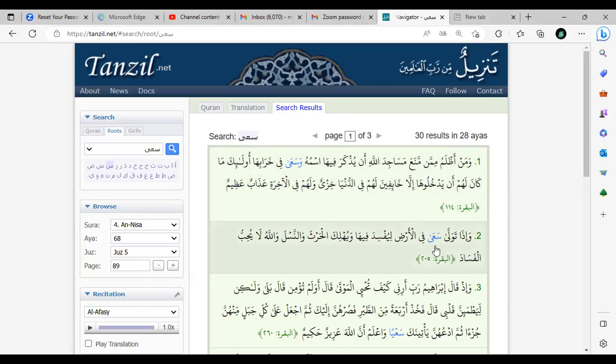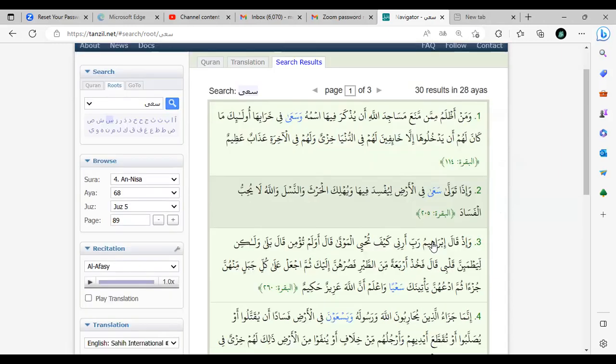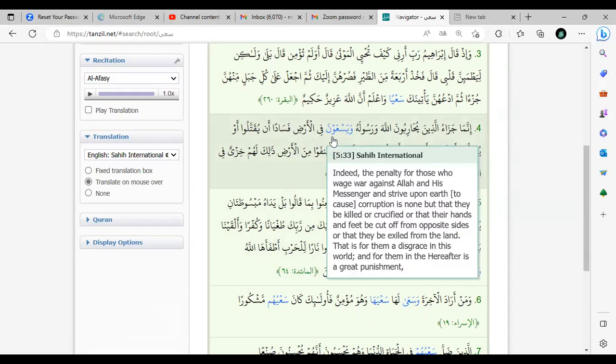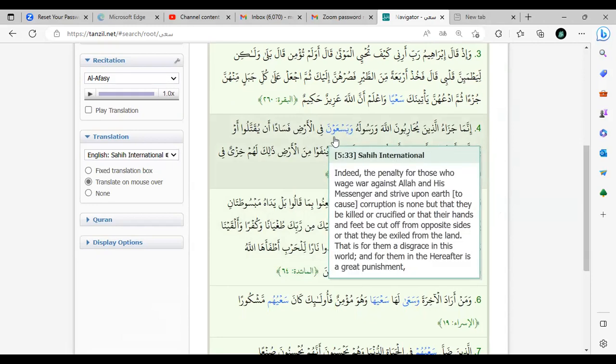Sa'a fil ardi. What does it mean, Sa'a? Sa'a is to make effort. Sa'a fil ardi: he made effort on the earth. What is the fa'il of Sa'a? Huwa. Very good. Here, Yas'auna fil ardi: they make effort in the earth. Very good.